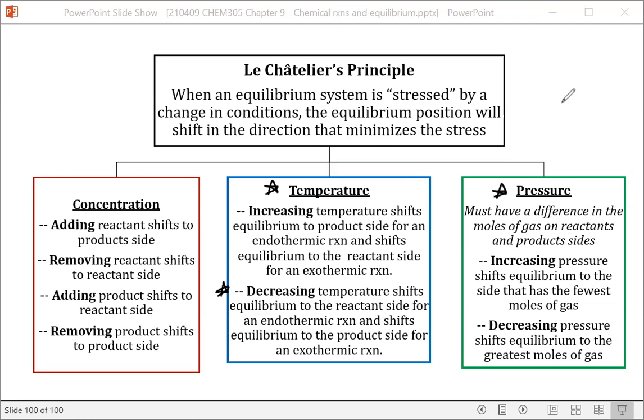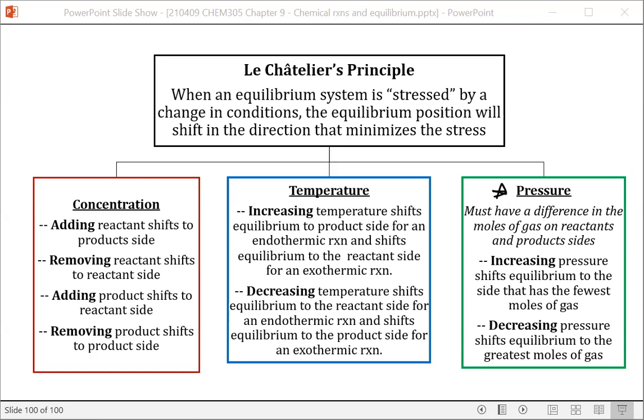And pressure, our last one. For pressure to have an effect, you must have a difference in the moles of gas on the reactant and product sides. If you increase the pressure, it's going to shift equilibrium to the side that has the fewest moles of gas. And if you decrease the pressure, it's going to shift equilibrium to the side that has the greatest moles of gas.